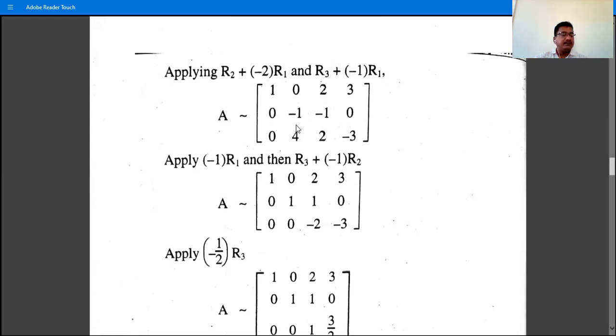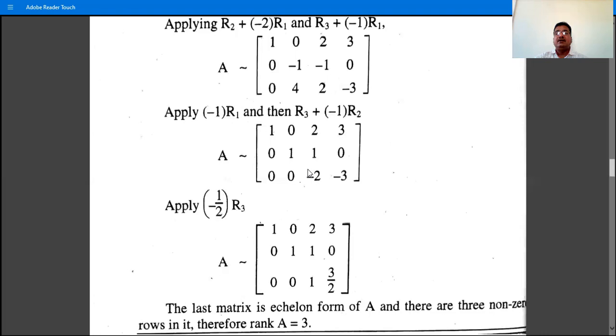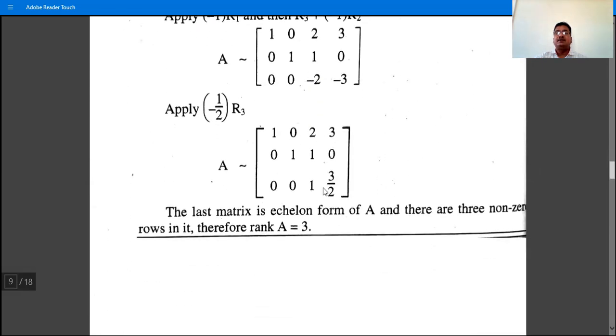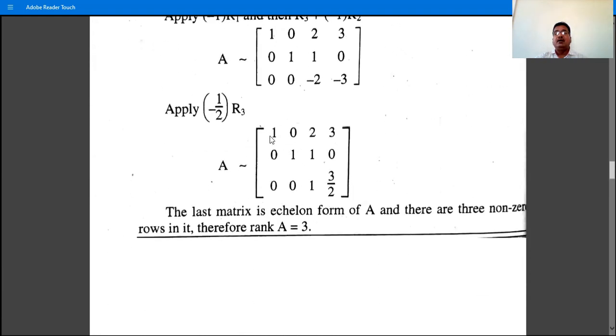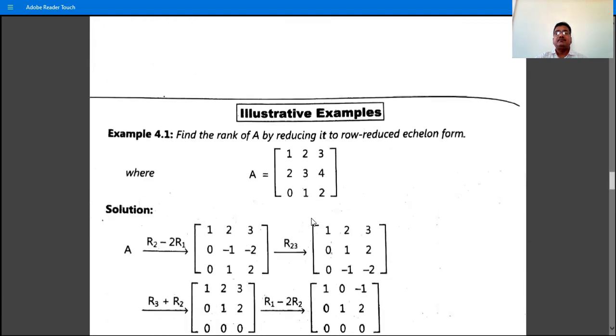So just multiply the second row by -1. We have this, and then reduce this element -2 to 0, since this is a leading 1. Then -1/2 R3. This is the echelon form, or row echelon form, of the matrix A. If you observe, there are 3 non-zero rows, and therefore the rank of A is 3.